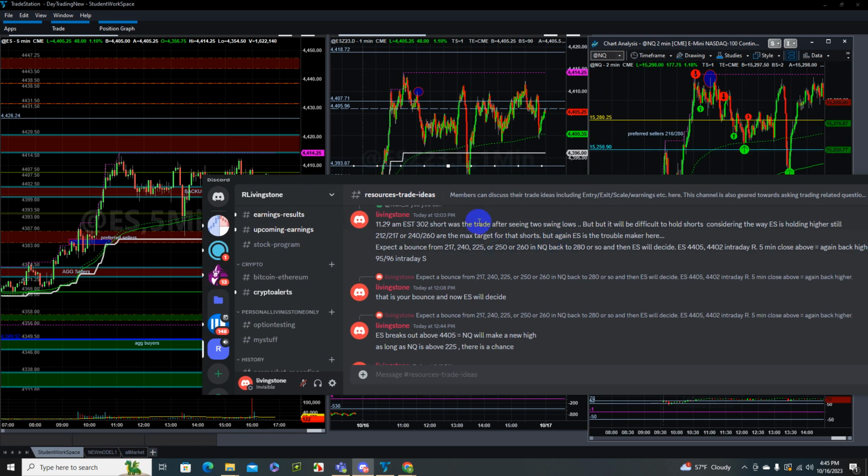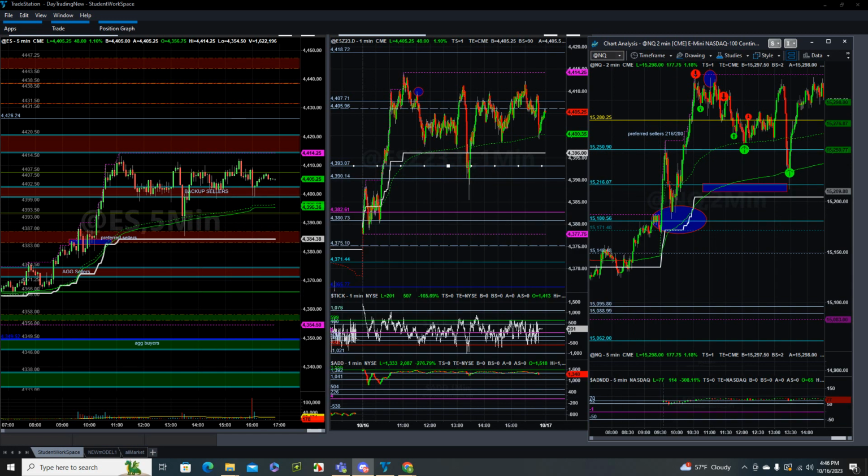So on the way down, I said these are the support, ES 05, 02, intraday R at that point, 95, 96 is an intraday S, right? And then I said this is your bounce. So this was your bounce from here to here, right? Then I said if ES breaks out above 05, NQ will make a new high, which was around 12. As long as NQ is above 225, there is a chance. So now I'm saying 225 is important. As long as it is above it, it will be a new high in NQ. There is a chance if ES breaks out above 4405, which is around 12:44 p.m.